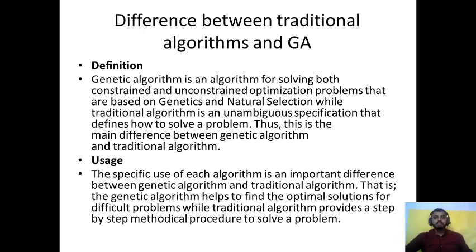Now, with reference to the traditional and genetic algorithms, there are two or three mechanisms involved in this. What are they? A genetic algorithm involves genetics and natural selection, while a traditional algorithm is an unambiguous specification that solves a problem.